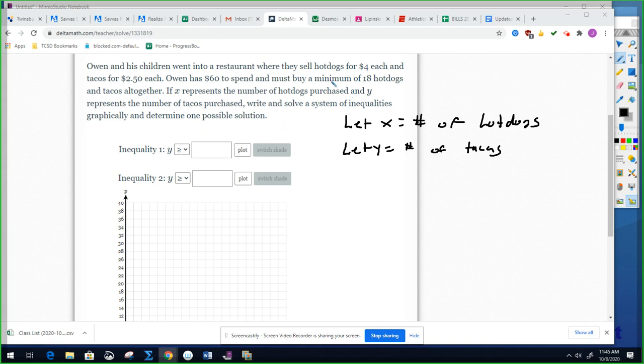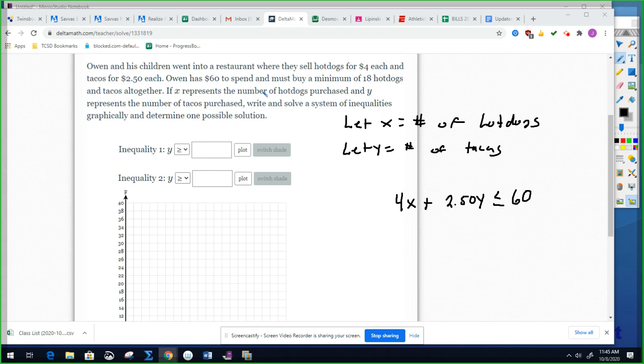So again, I'm going to have a money equation here. Okay, so if Owen has $60 to spend, he cannot spend 60. He has to spend 60 or less. So I'm going to have one equation, which is 4x plus 2.50y, and that's going to be less than or equal to $60. Again, the number of hot dogs and tacos, when I buy them, I can't pay more than $60 if all I have is $60 in my account.